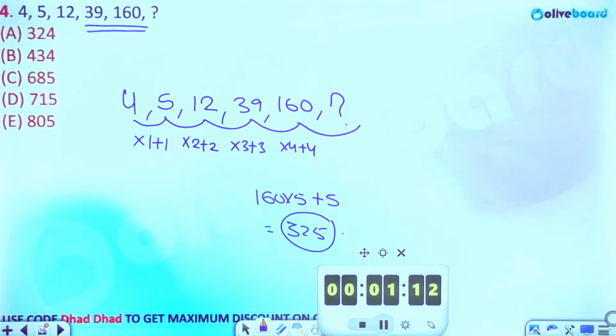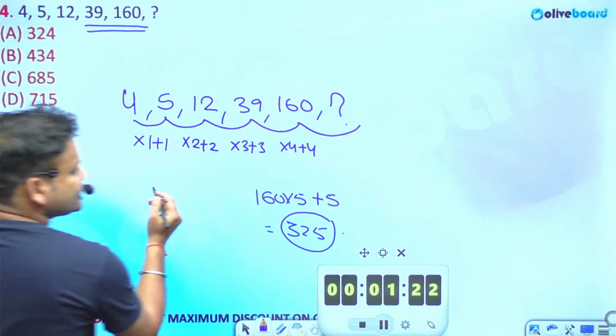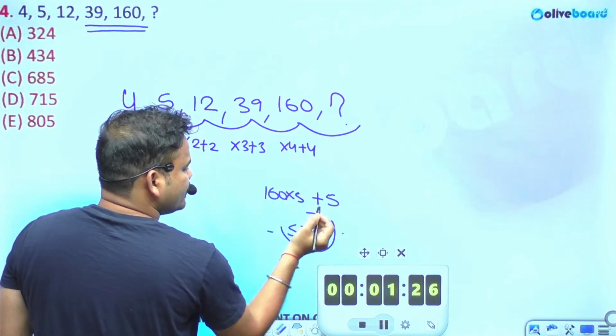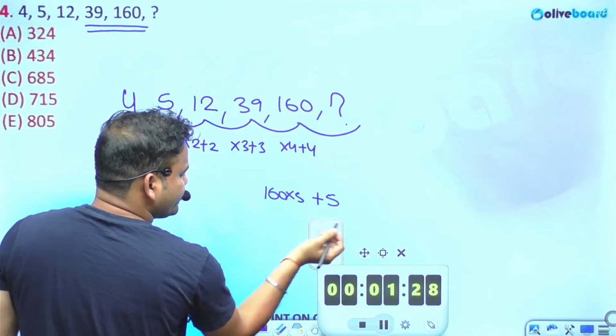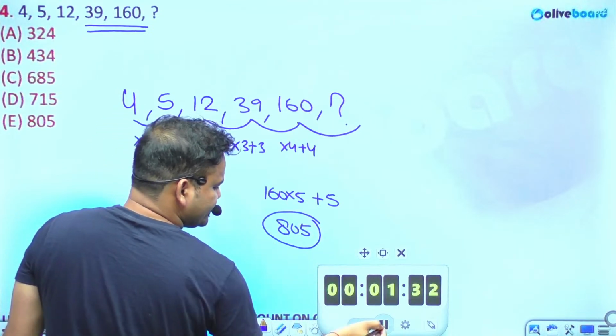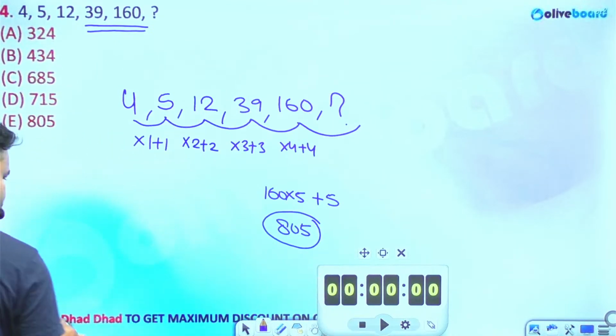No, no, no. Then we have to do something different. 39 into 4. Okay, it's 160 into 5, no? That is the reason. 160 times 5, right? That is equal to 800, right? It's not divided by 5. So that is equal to 805. It was easy. 805. Next question.